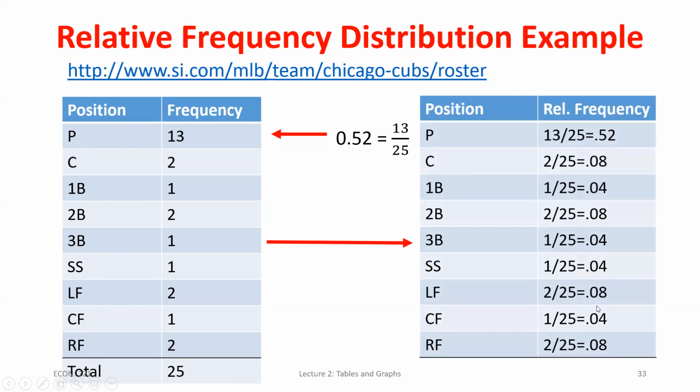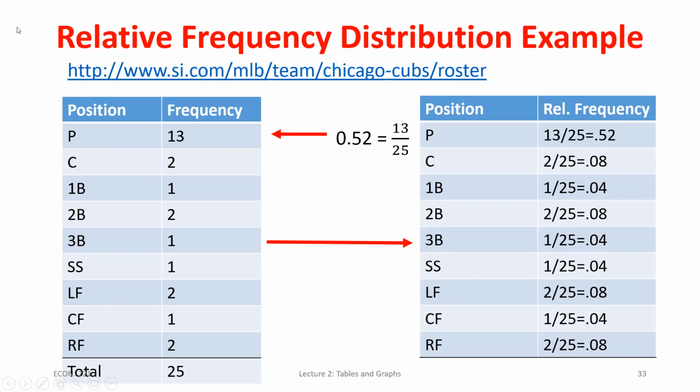This allows me to see that for the majority of positions, they only make up a proportion of about 0.04 to 0.08, but there's one position where a little over half of the observations come from, which is the position of pitcher. So it allows me to identify that pretty quickly. That's maybe easy to do when I have a data set of 25. If I was looking at a data set of like 1,000, it's going to be a lot harder for me to pick out which position is happening the most often.